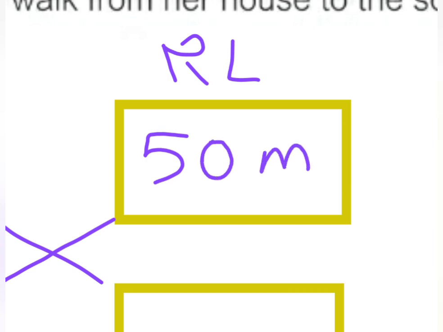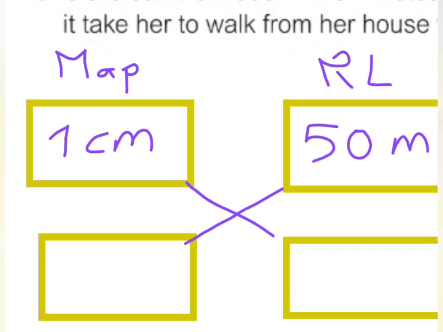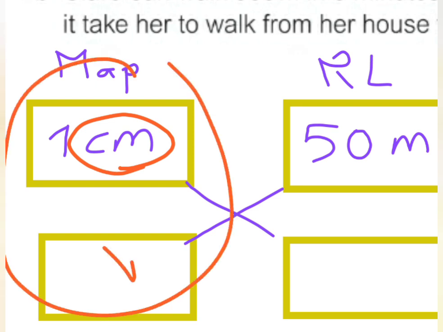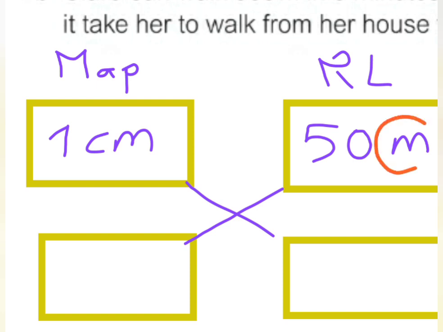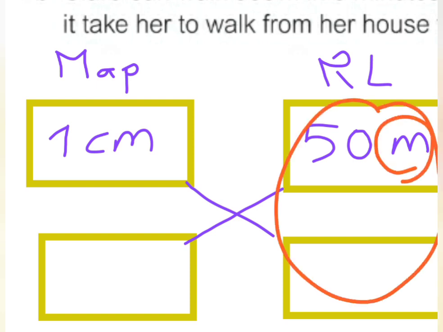So I have to write the scale which I'm using, and I have to focus on the units that I'm working with. If I'm working with centimeters in the map side, then this one must be in centimeters. Same idea with real life. If this is meters, it means that this one is the same meters in real life.